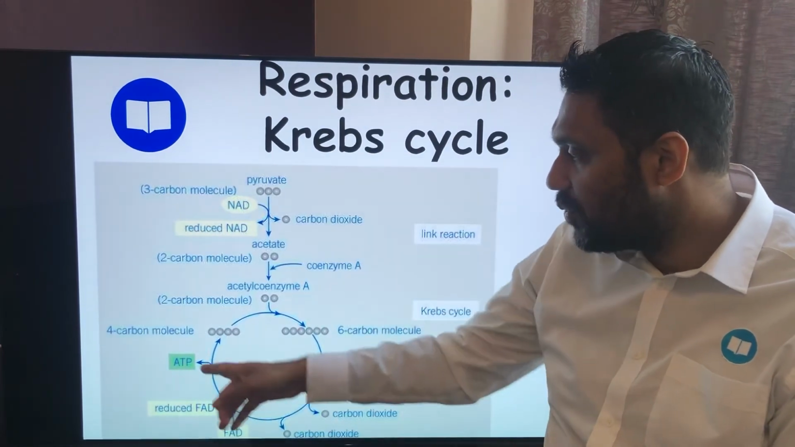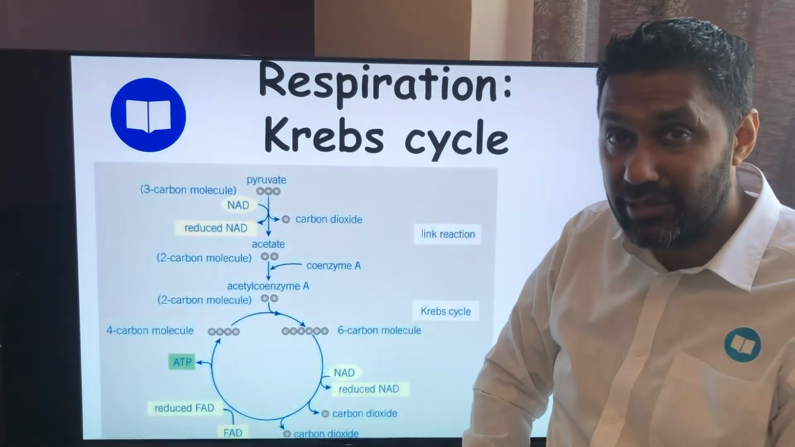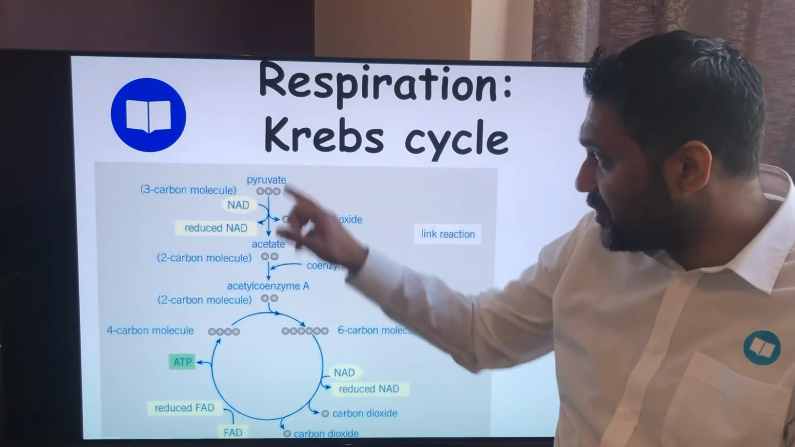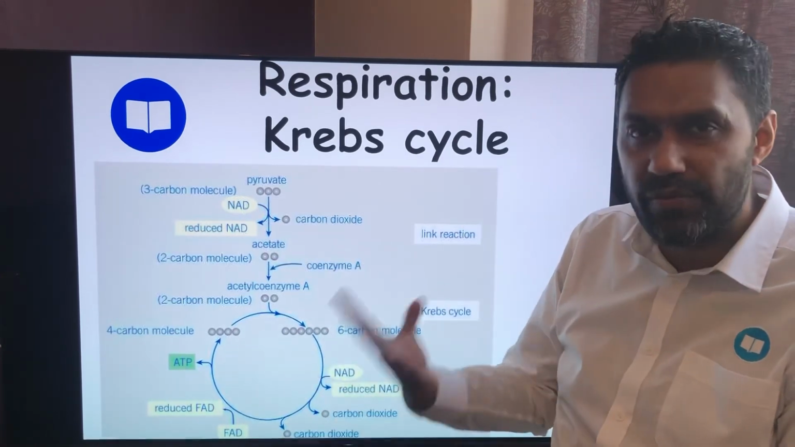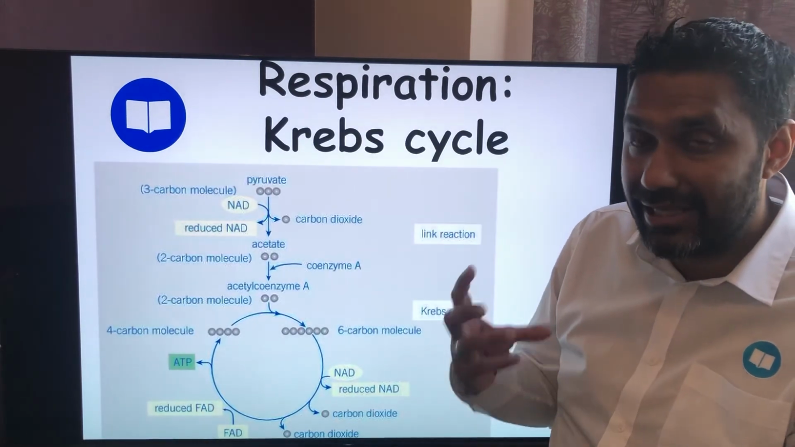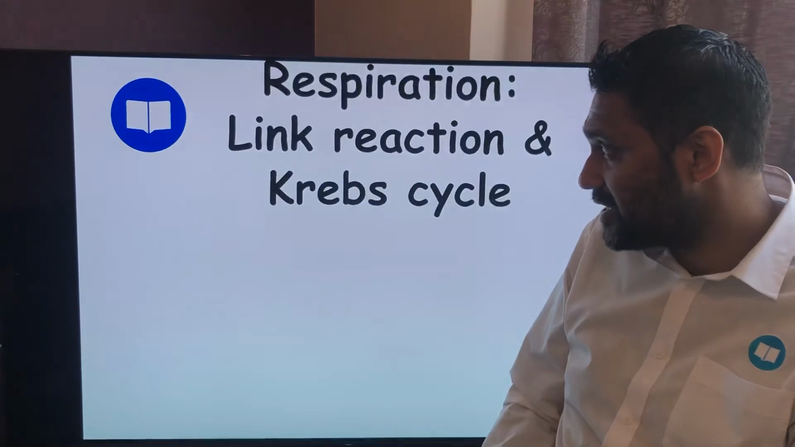Because if you think, we only got 2 net from glycolysis, and we've only got 1 for every turn of this cycle, but we get 2 pyruvates, so we've only got 2. So far we've only got 4 ATPs. So it's again not that great. It's the electron transport chain that's really important for generating lots and lots of energy from ATP.